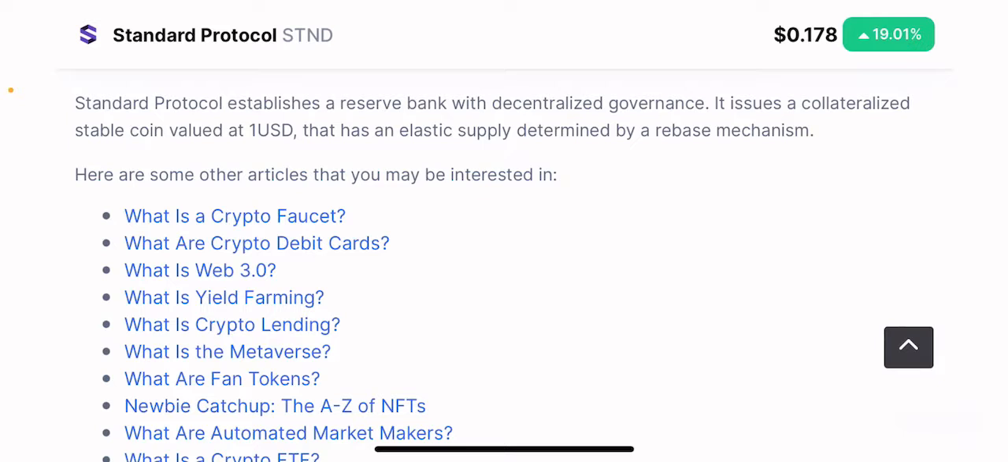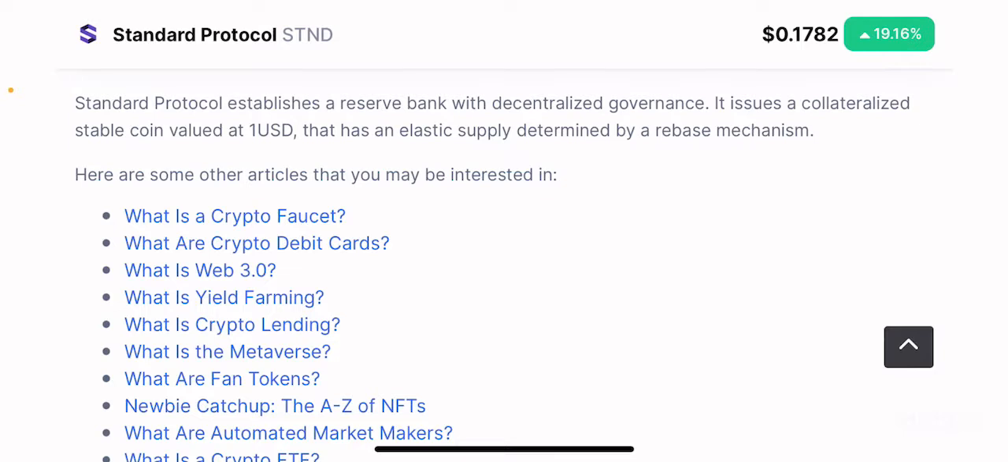So what is Standard Protocol? Standard Protocol establishes a reserve bank with decentralized governance. We've seen a lot of projects that attempt to make a reserve bank-like platform that have come and gone, and they've mostly failed or mostly not done a good job with governance. But Standard Protocol aims to become a decentralized reserve bank with a decentralized governance aspect to it, right? So they are trying to build a reserve bank with decentralized governance.